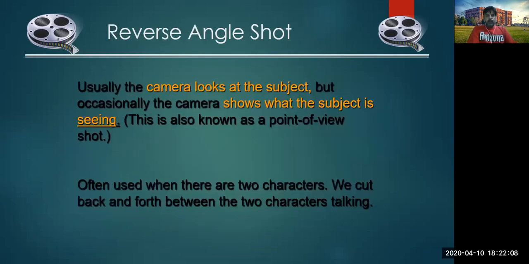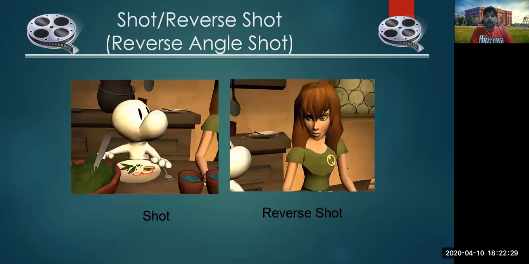Reverse angle shots. So usually the camera looks at the subjects, but occasionally the camera shows what the subject is seeing. This is also called a point of view shot. It is often used when there are two characters. We cut back and forth between two characters when they are talking, and we use these point of view shots. How does that look, point of view shot? Just like that. This is called the point of view shot.